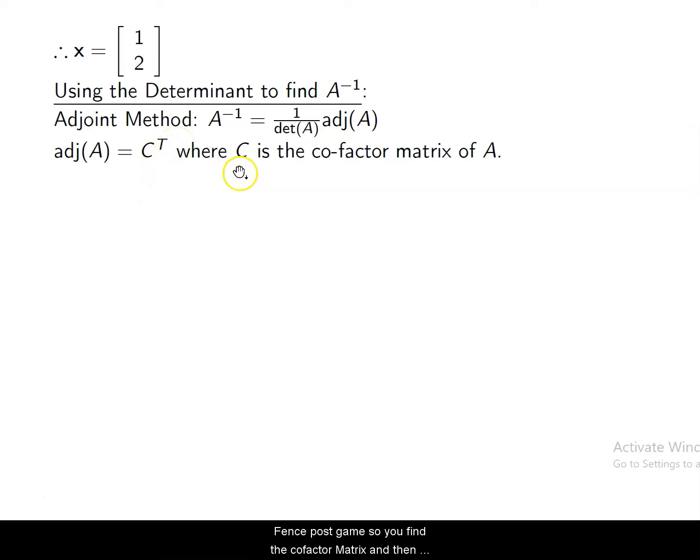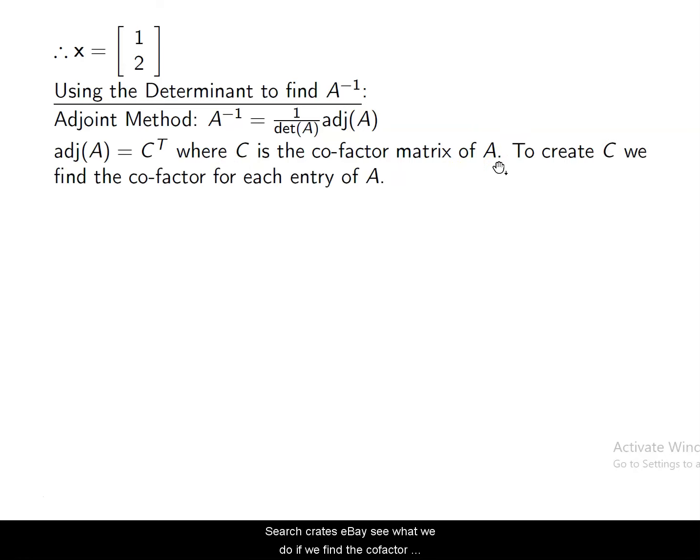Okay, so you find the cofactor matrix and then we transpose it. The cofactor matrix is the cofactor entries of each of the entries of A. So to create C, basically what we do is we find the cofactor of each entry of A, as I've said before. Remember that cofactors are this companion matrix entry times the minor.